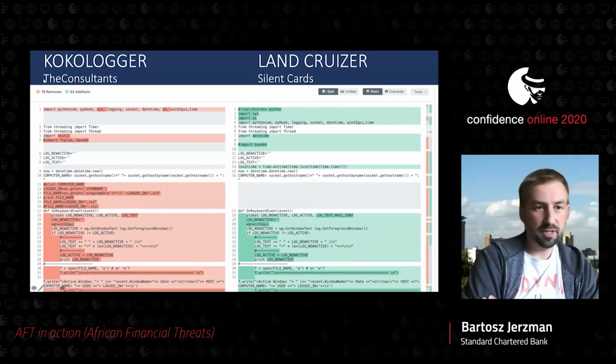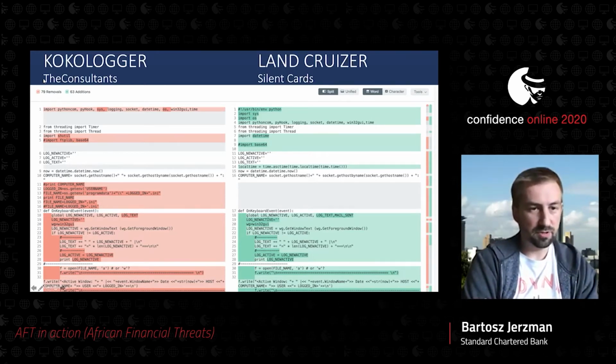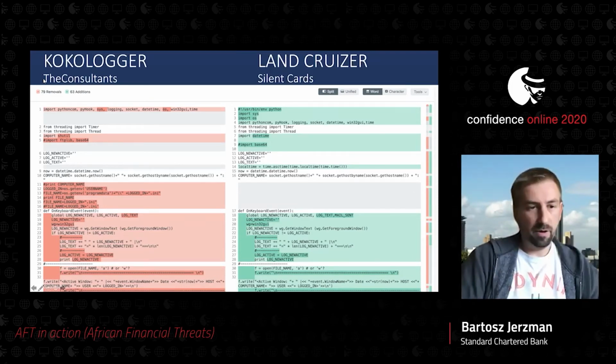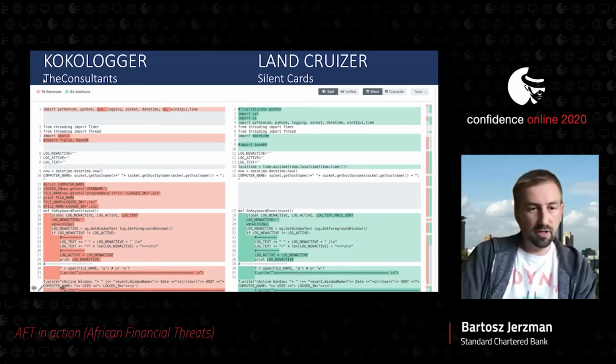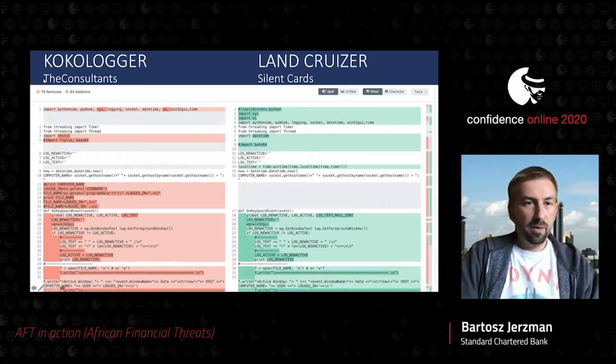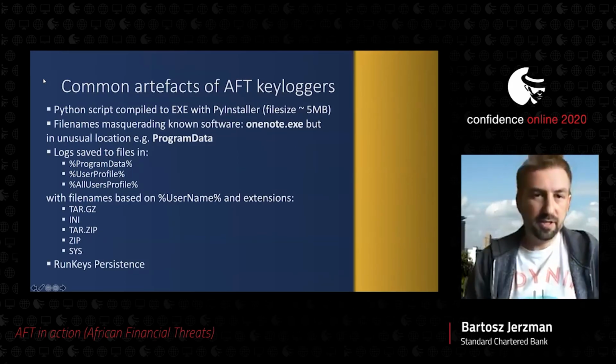The Consultants, here you can see that they use this naming convention where they name the archive after the username, so the victim username. However, you can also see that the way they create the log, even the dividing sections, is the same. So there are often very slight differences between the keyloggers of different groups. But here I gathered some common artifacts of APT keyloggers.